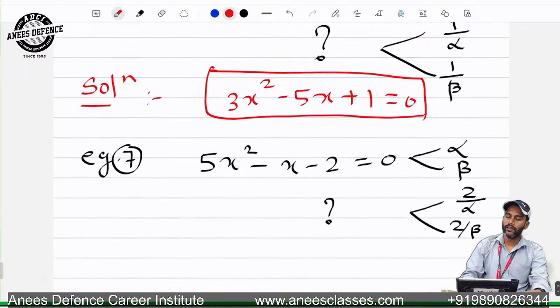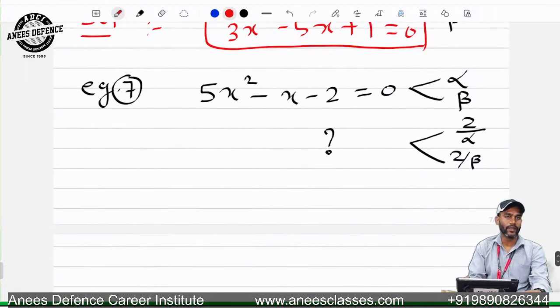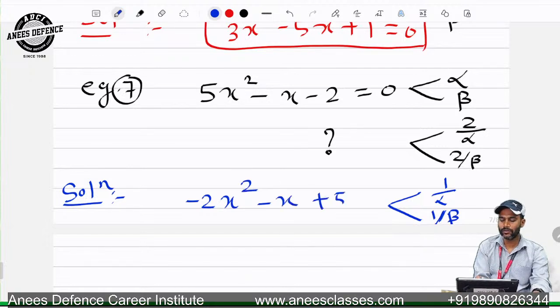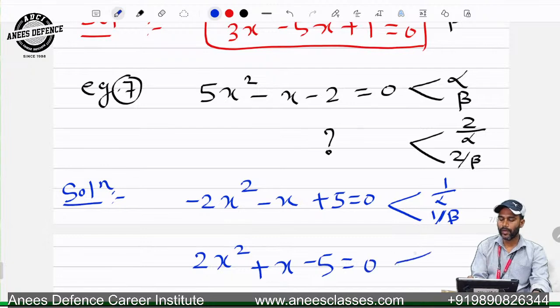Okay. See, in the first transformation, what we have to do? We have to go stepwise. Firstly, we have to find out the equation of which roots are 1 by alpha and 1 by beta. So the equation would be simply minus 2x square minus x plus 5 is equal to 0. Or we can write 2x square plus x minus 5 is equal to 0. We have made it positive.